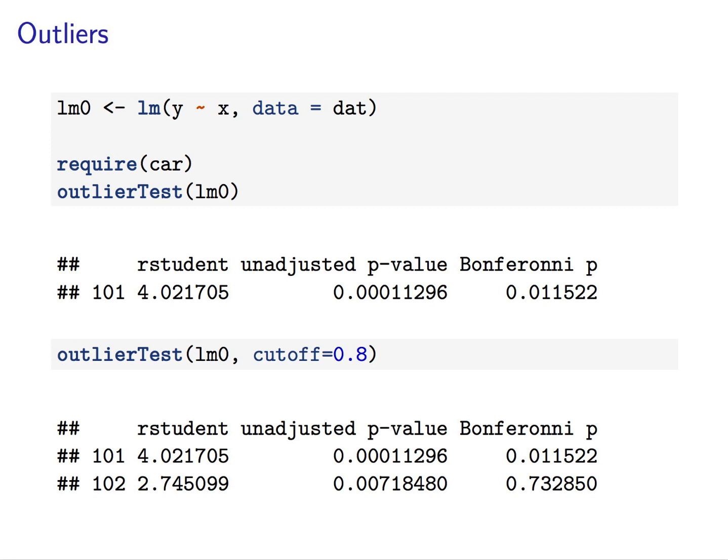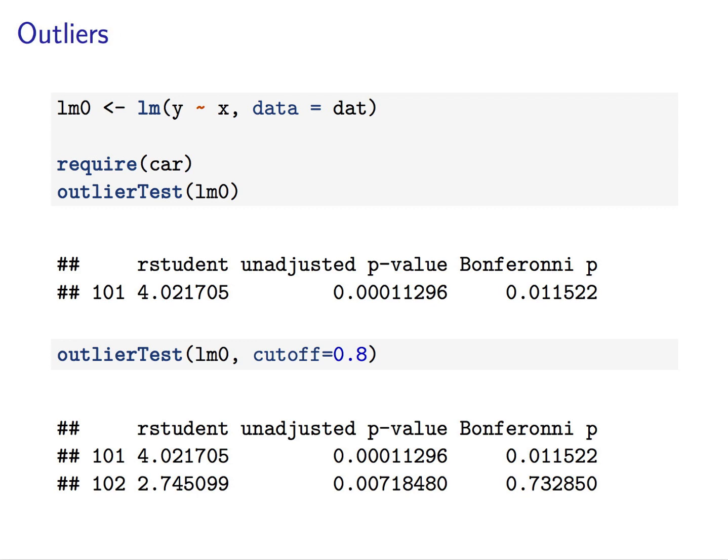So we can use the outlier test function from the car package to check our model for outliers. This will show us up to 10 outliers in our model, that is residuals that are larger than expected, either positive or negative. And here we see that observation 101, that's our point above the line at the mean of x, is the only outlier that's showing up. The unadjusted p-value is a measure of how far the residual is from zero, but because we'll expect some observations to be further from zero, especially as we get larger sample sizes, we're also given a Bonferroni corrected p-value that takes the total number of observations into account.